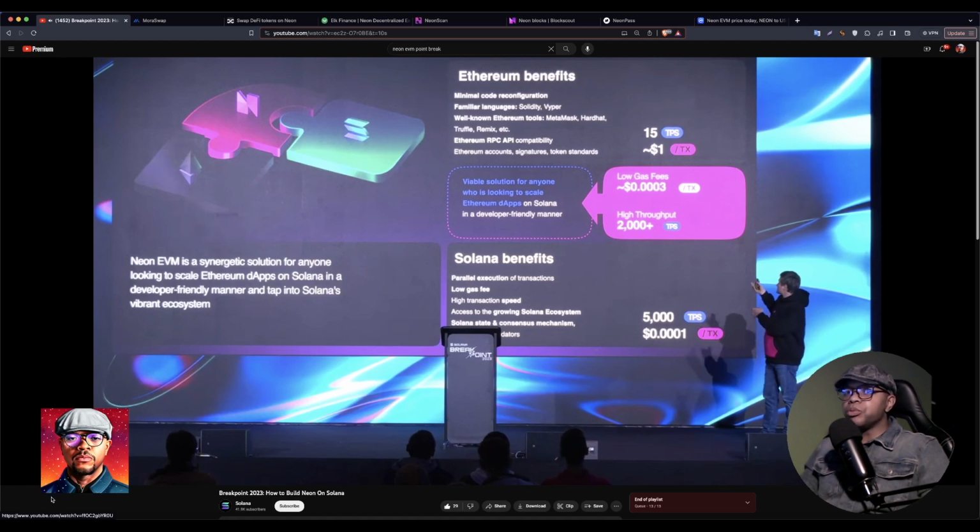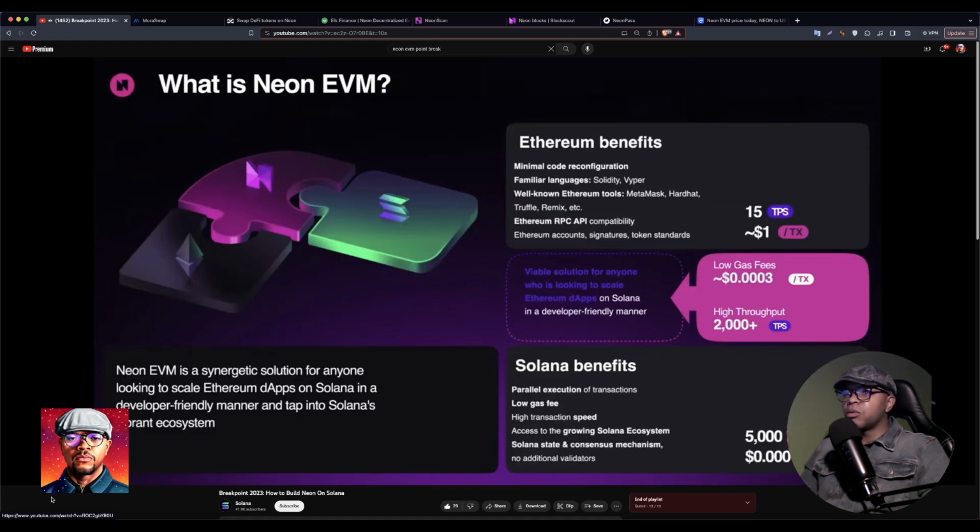On the slide, you can see the prices of transactions. You can see the speed which we get, which we proved on Solana devnet and mainnet, and it's always available online.